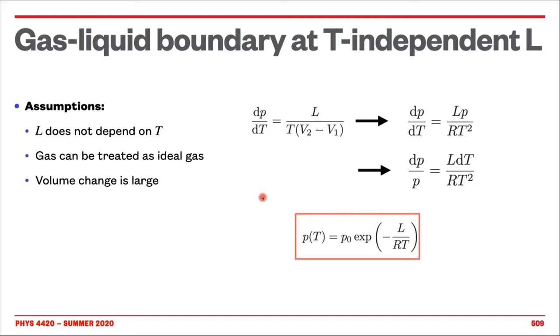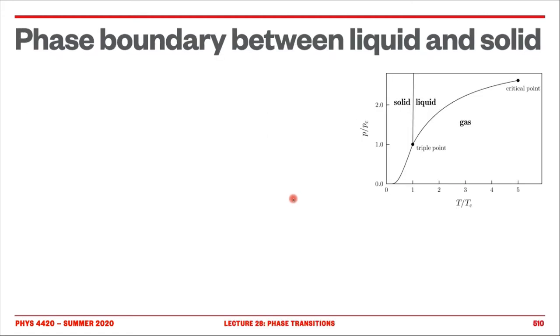Now, we just discussed the gas and liquid boundary and Clausius-Clapeyron, but we can move beyond this and think about the liquid and solid. So this is a phase diagram if we expand it at a lower temperature. And when we go to lower temperature, there is a possibility to create a solid.